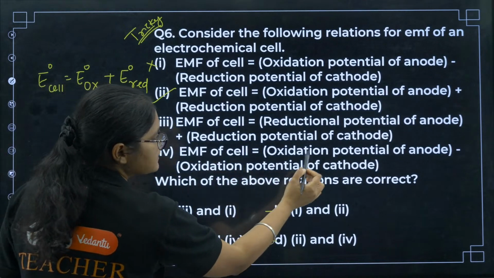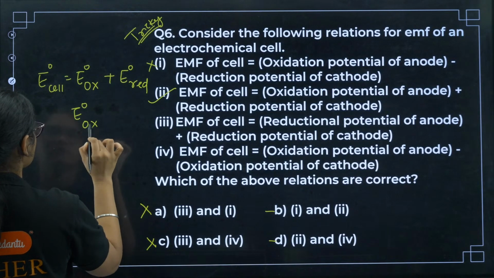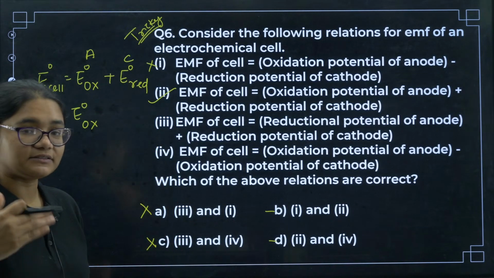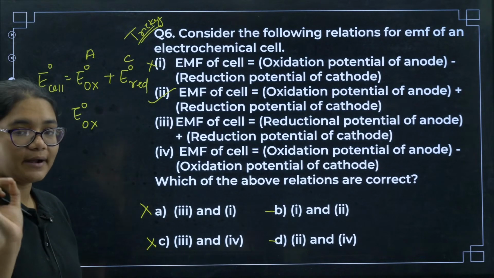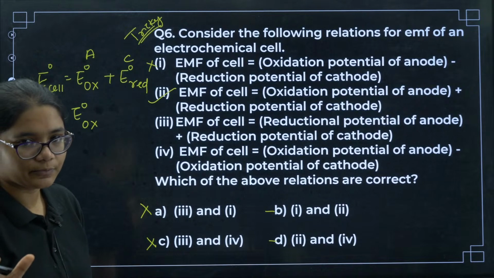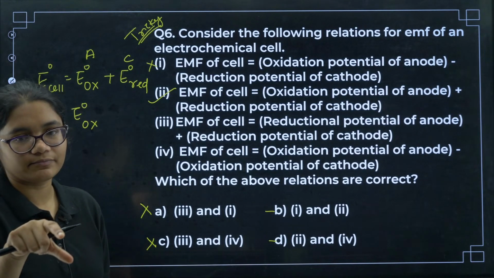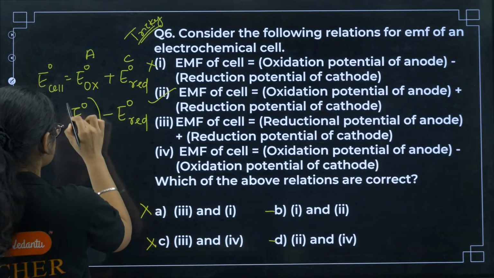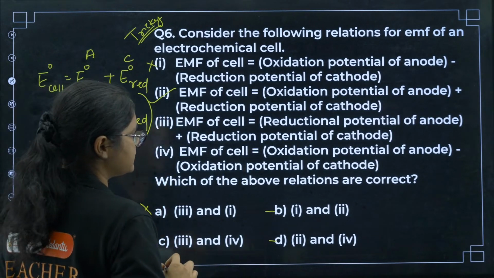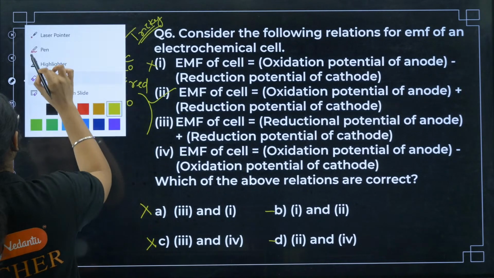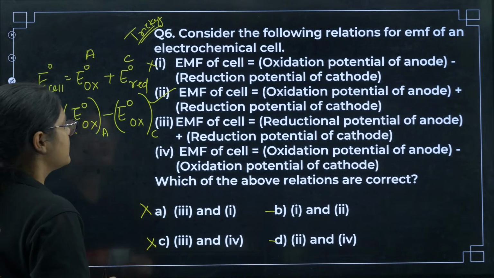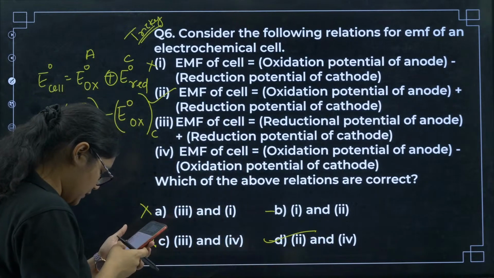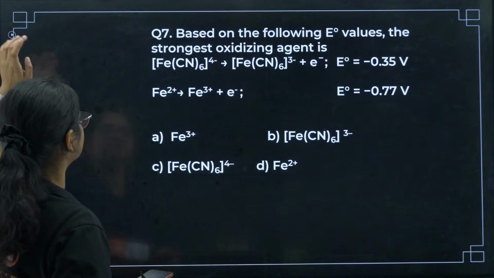Now if you see here, oxidation potential of anode. Now see, in the cathode, what happens? Reduction takes place, so reduction potential should be taken. But if you are taking the oxidation potential of cathode, where actually reduction takes place, then it will become negative. So that is why this one will become E naught of reduction. Or I can say oxidation potential of anode minus oxidation potential of cathode. So I have changed the sign here. So it will be options 2 and 4, that is option number D. Yes, all of you are correct here. Let's move to the next question.